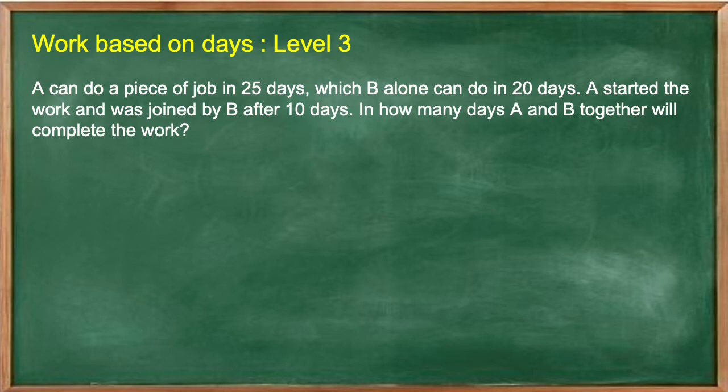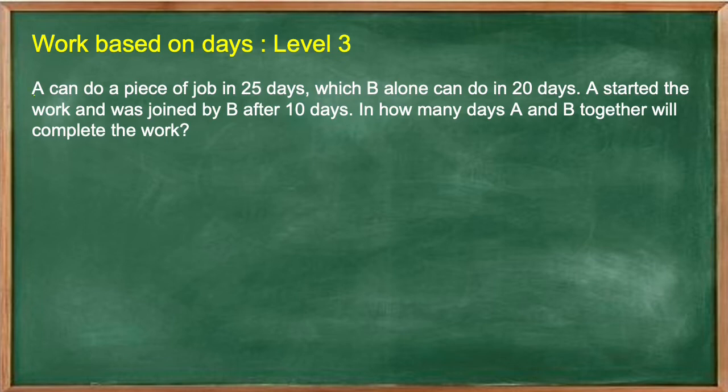So this question can be divided into two parts. First, we can calculate the work done by A in 10 days so that we can find out the remaining work which has to be done by A and B together. And then we can find out the time taken by A and B to do the remaining work. Now let's see how to do it.